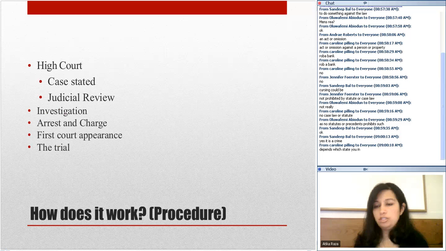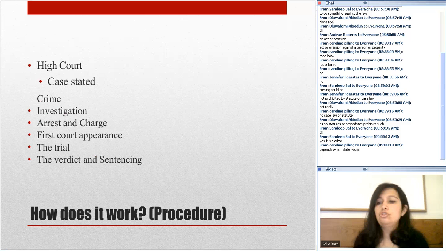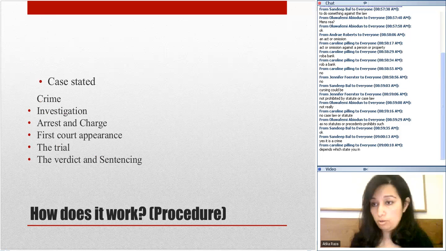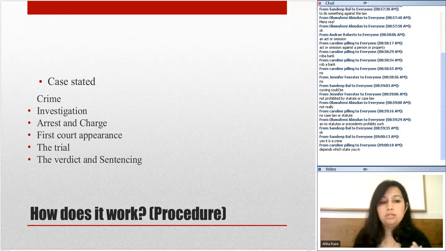All right, let's talk a little bit about procedure, because when you're going to the criminal law, you should know how courts work. You should know how after a crime is committed, how it goes down to after the conviction or the acquittal. So first stage, somebody has done something bad. The crime is being committed, okay?